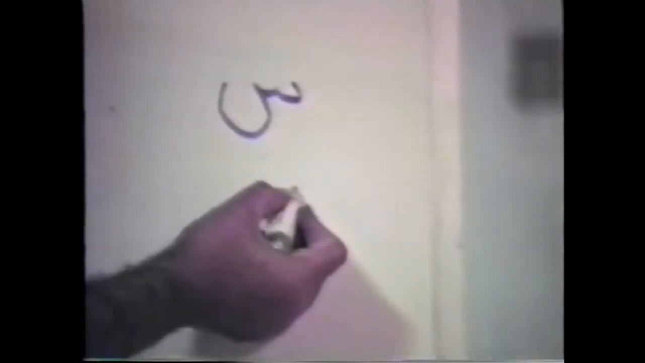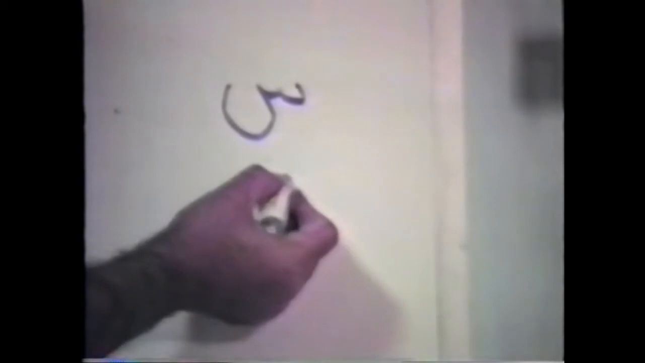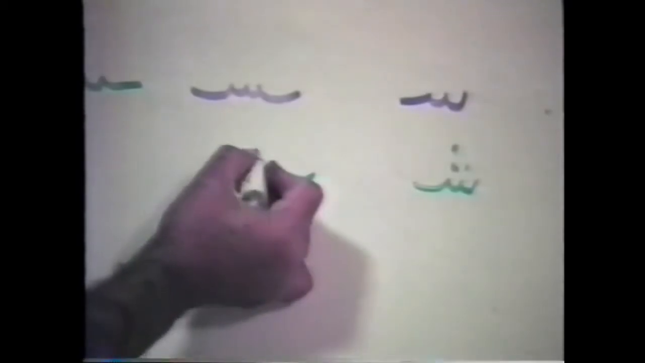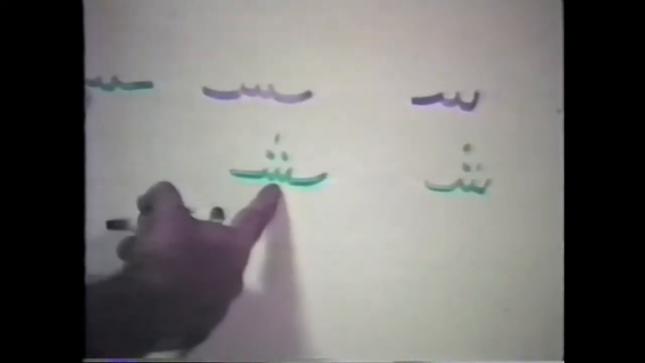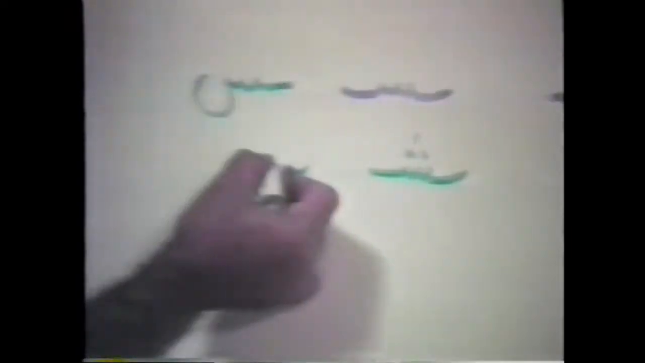Sheen is exactly the same way. It has the 3 dots. At the beginning of the word, in the middle. Just be sure you have the 3 teeth showing in the middle of the word, anywhere, or at the beginning or at the end. These 3 teeth indicate the Sin without the dots or the Sheen with the 3 dots.